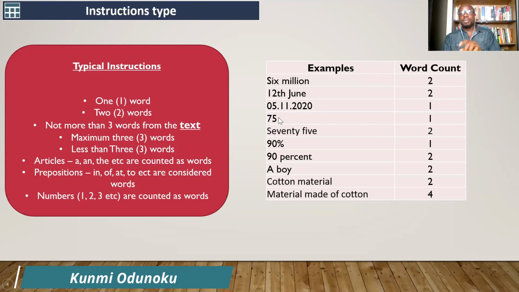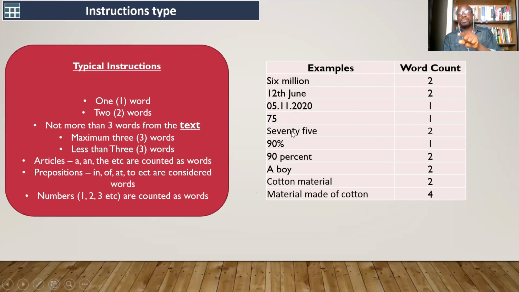Now see 75. 75 is one word if it's written as a number in digits. But if you write it in words, it becomes two words. 90 percent with the symbol, it's one word. But when you write it out in words, it becomes two words. Always remember that. A boy, that's two words.